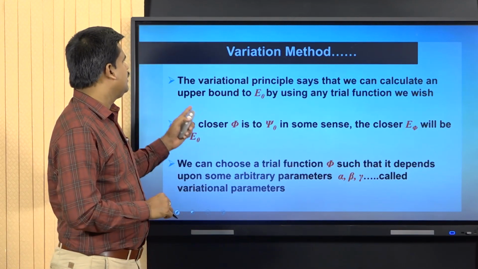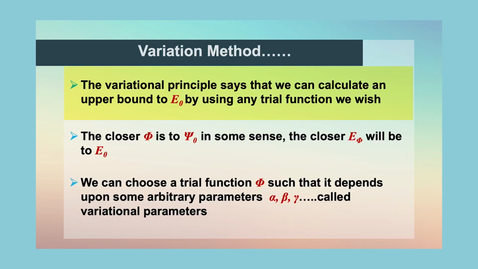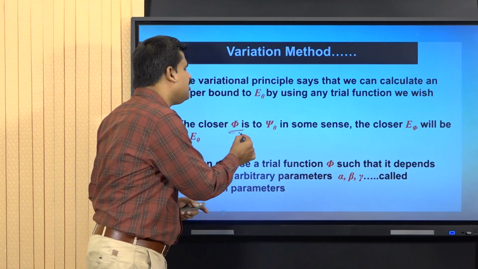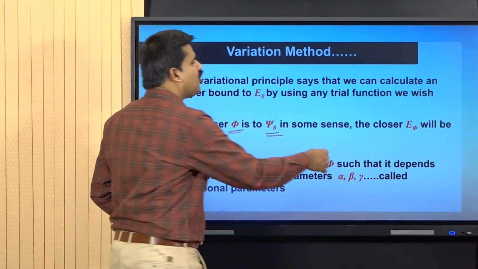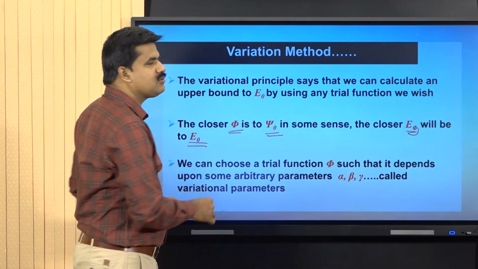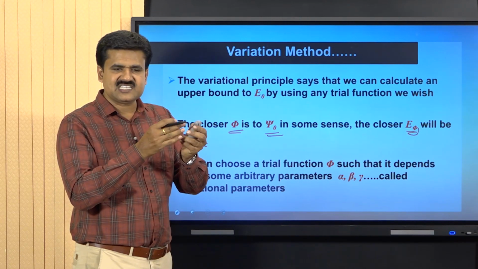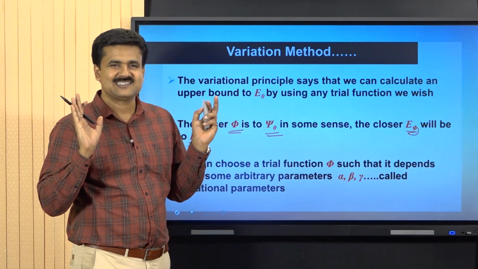Now, the variational principle says that we can calculate an upper bound, meaning a higher energy than E0, by using any trial wave function we wish. The closer the trial wave function is to the ground state wave function, the closer E phi, that is the trial energy, is to the ground state energy, or original energy. This simply indicates that if the trial wave function is close to the ground state wave function, the trial energy will also be close to the ground state energy.